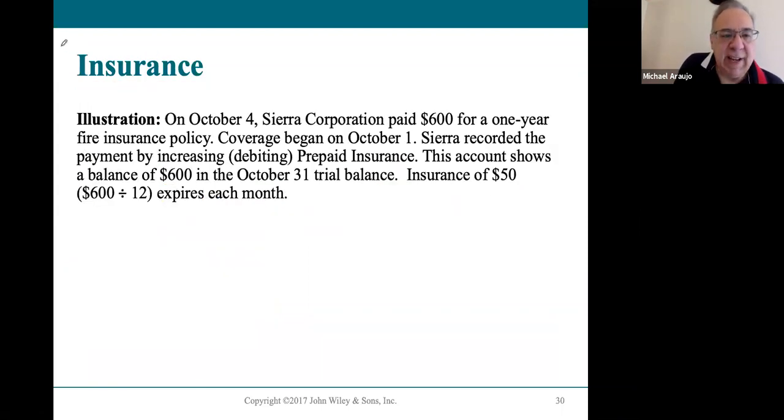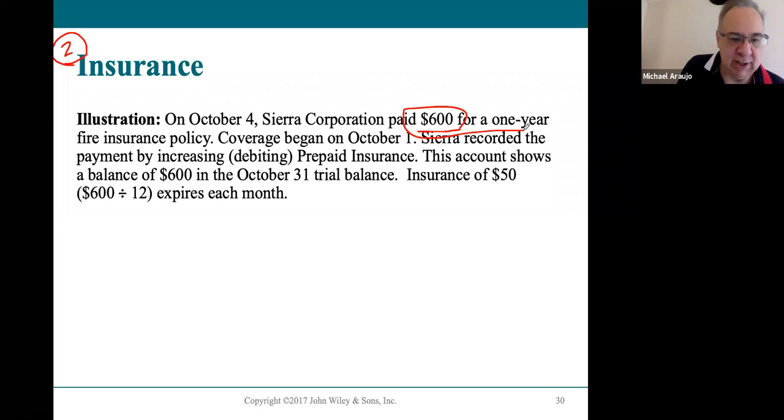Here's your second entry that you have to know. This is on page 158. We buy insurance, right? That's prepaid insurance. So in this case, Sierra Corporation had a $600 one-year insurance policy that they bought.